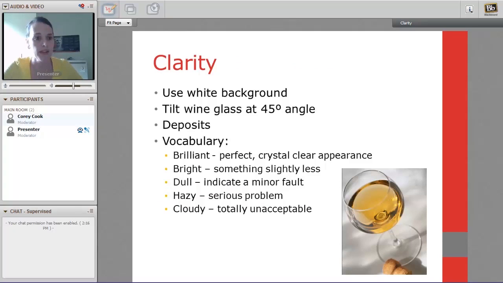Now, we've moved on from color. Now we can talk about clarity. So clarity, as well as with color, you want to use a white background. Tilt the wine glasses at a 45-degree angle and look for deposits. And we'll talk about that in the next slide.